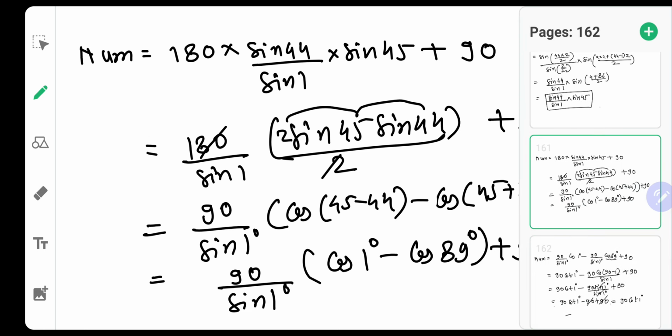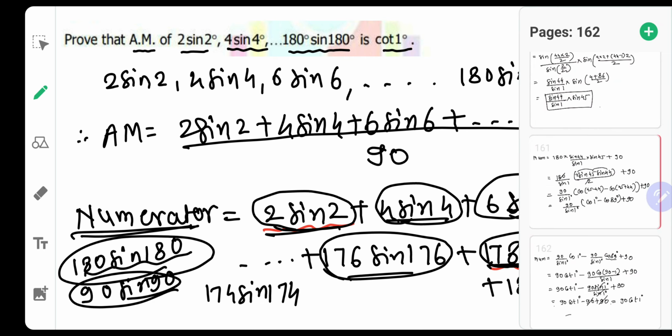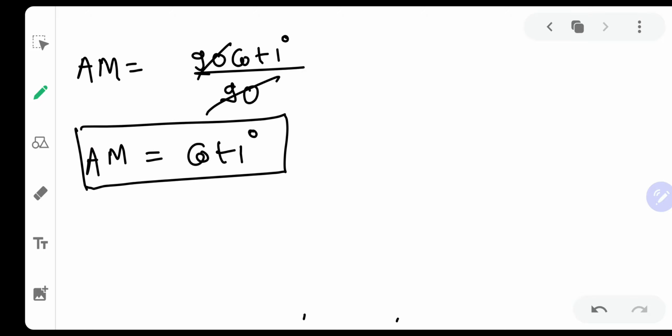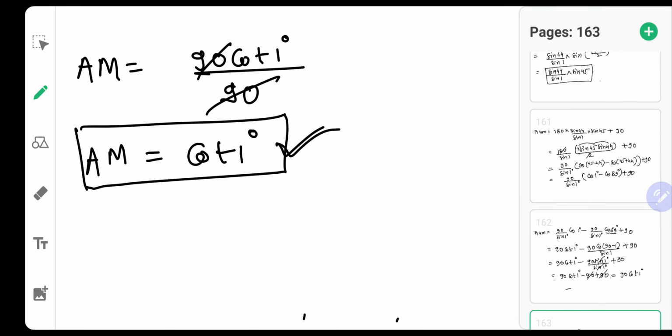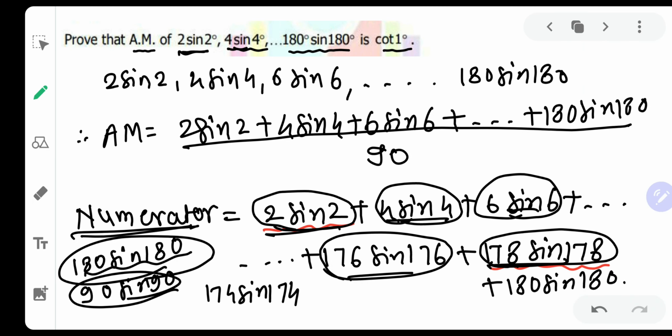Okay, so coming back to our question, what was our final answer? It was numerator upon 90. So let us write down AM is equal to numerator, which is 90 cot of 1 degree upon 90. So 90 got cancelled, and the answer for this arithmetic mean is cot 1 degree.